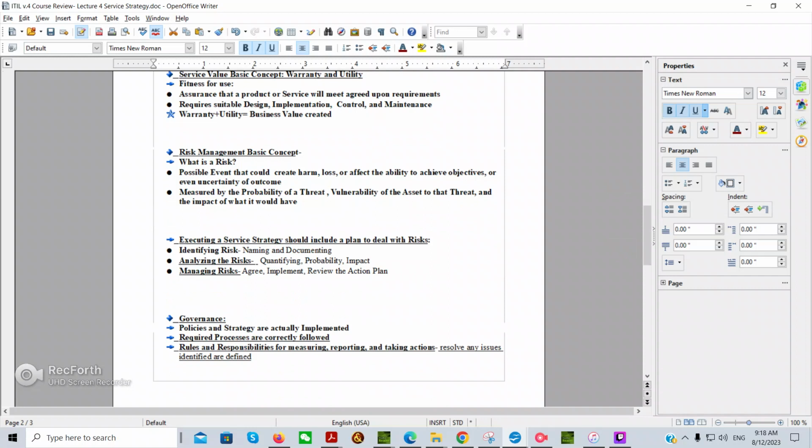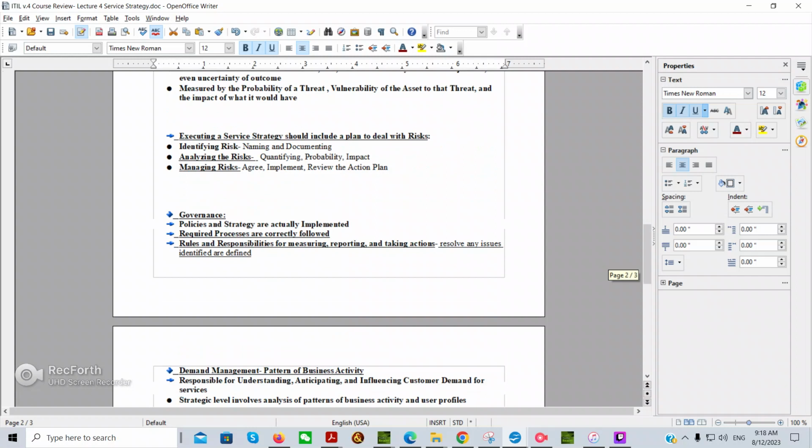Also, we need to consider executing a service strategy that would implement a plan to deal with risks. That is, identifying a risk, which is naming and documenting, analyzing the risk, which is quantifying probability and impact, and managing the risk, which is agree, implement, review the action plan.